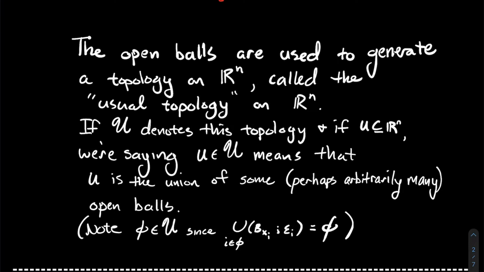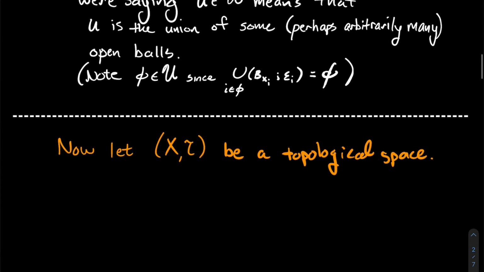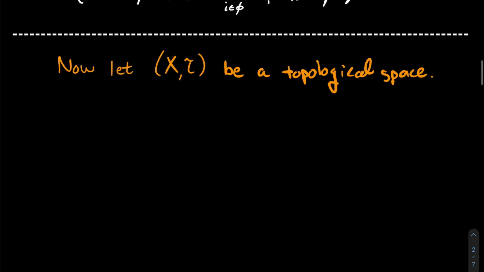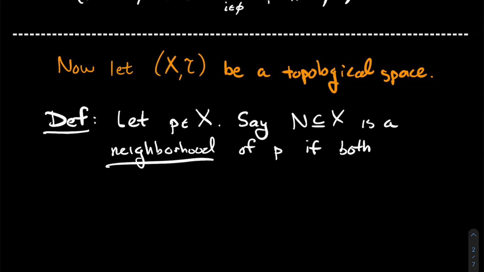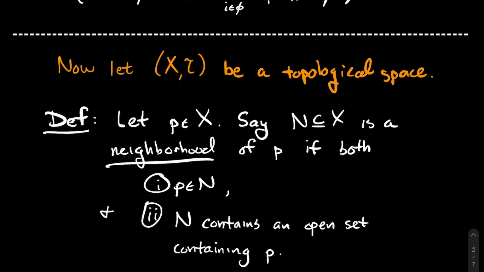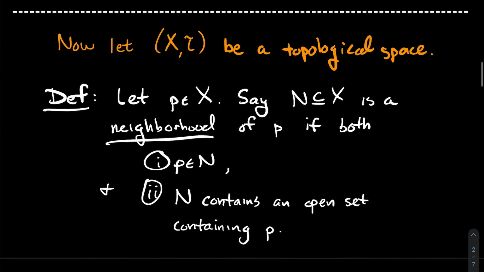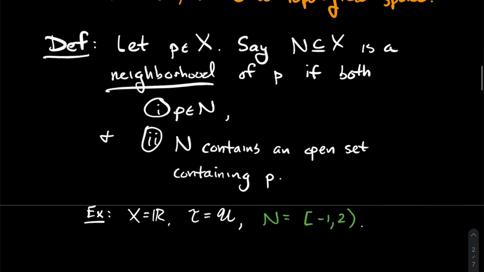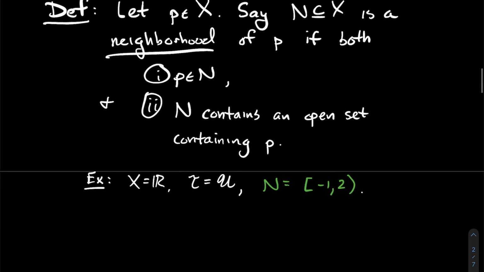So it still fits. All right, so now let's let (X, T) be any topological space. So not necessarily R^n with the usual topology. Our first definition we're going to look at: let's take a point P in X. We're going to say that if N is a subset of X, it's a neighborhood of P if both 1, P is an element of N, and 2, N contains an open set that contains P. So let's look at an example to try to illustrate what a neighborhood is according to this definition.